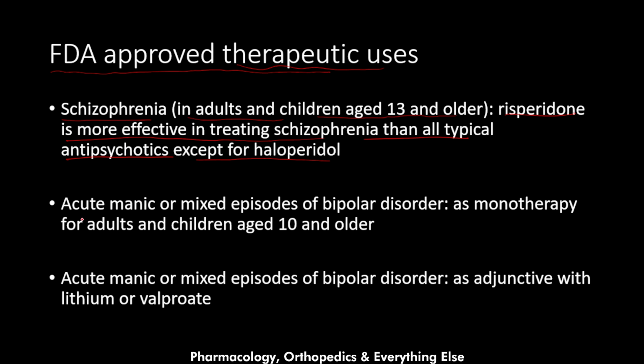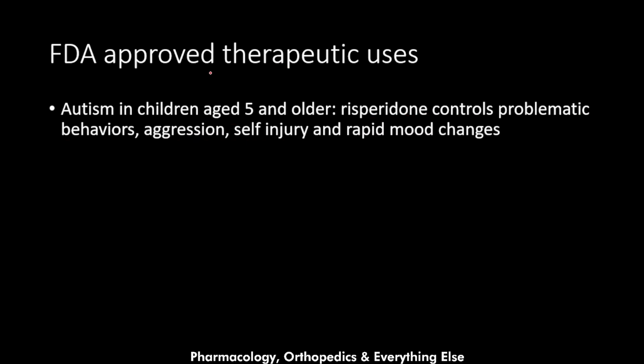And it is also used for acute manic or mixed episodes of bipolar disorder as a monotherapy for adults and children aged 10 and more. And it is also used for acute manic or mixed episodes of bipolar disorder as a dual therapy with lithium or valproate. And it is also used for autism in children aged 5 and older. So risperidone controls the problematic behaviors, the aggression, the self-injury, and rapid mood changes in autistic children.